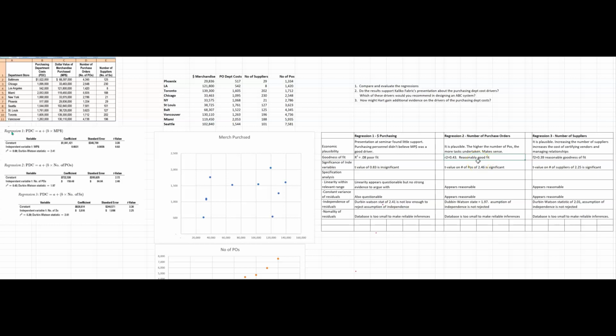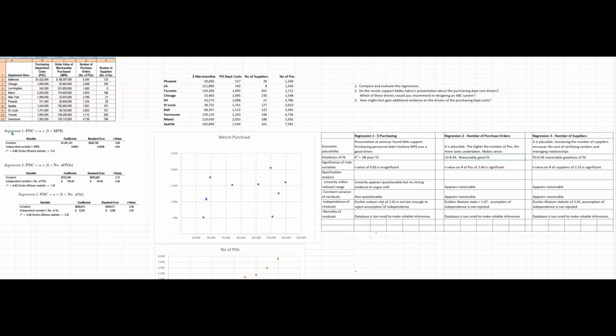And that's what we do in the next problem. The t value is 2.46. That is significant. They don't tell us at what level though, right? Both linearity and the constant variance of the residuals are reasonable. Durbin-Watson is 1.97. You can see how it's going down here. The assumption of independence is not rejected. And again, the database is too small to really draw any conclusions here. The minimum size that you need for regression is 10 instances, and that's even really small. 30,000 would be a better number.